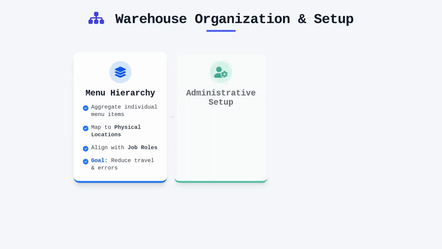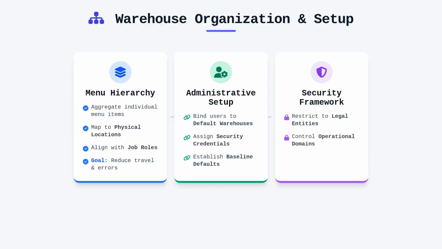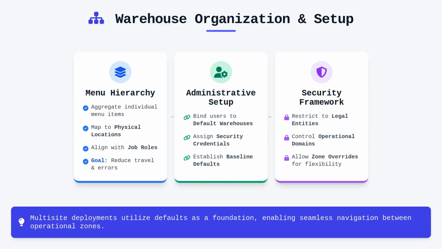Beyond the visual structure, you must address the administrative side of worker setup, which binds physical users to their default warehouses and specific security credentials. It is important to remember that these authentication settings serve as the foundation for the security framework, ensuring that users only interact with data pertinent to their legal entity and operational domain. When managing multi-site deployments, these defaults act as the baseline, though they can often be overridden to allow flexibility in how workers navigate between zones.